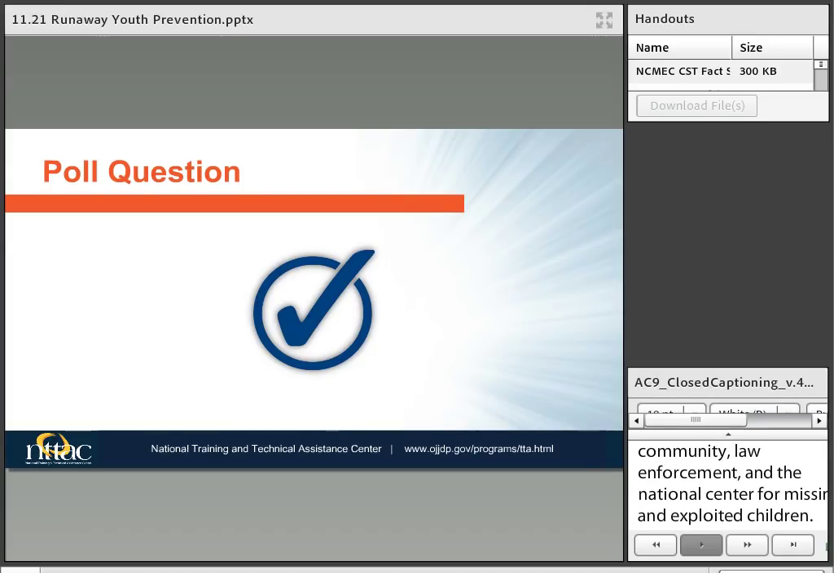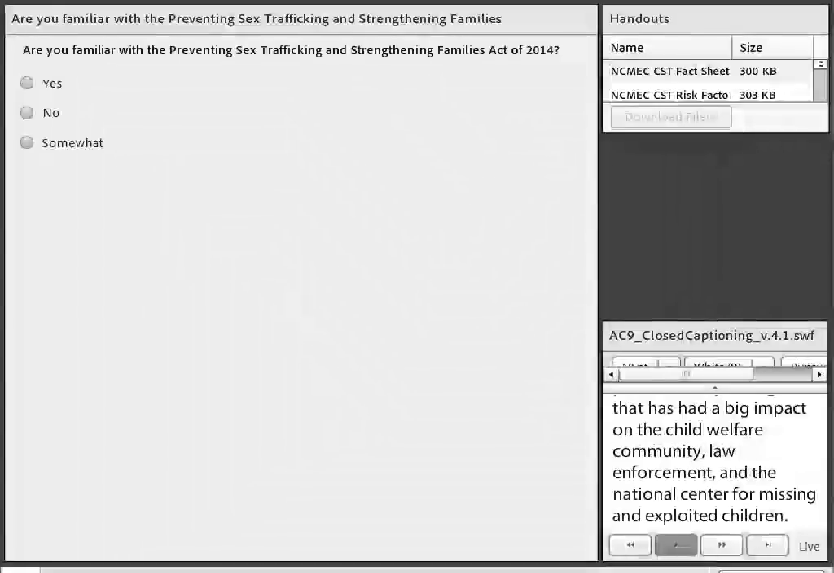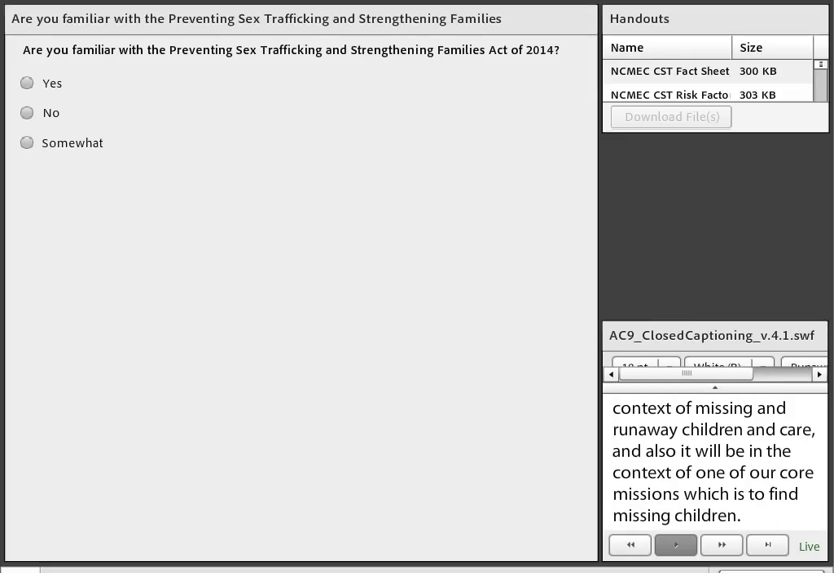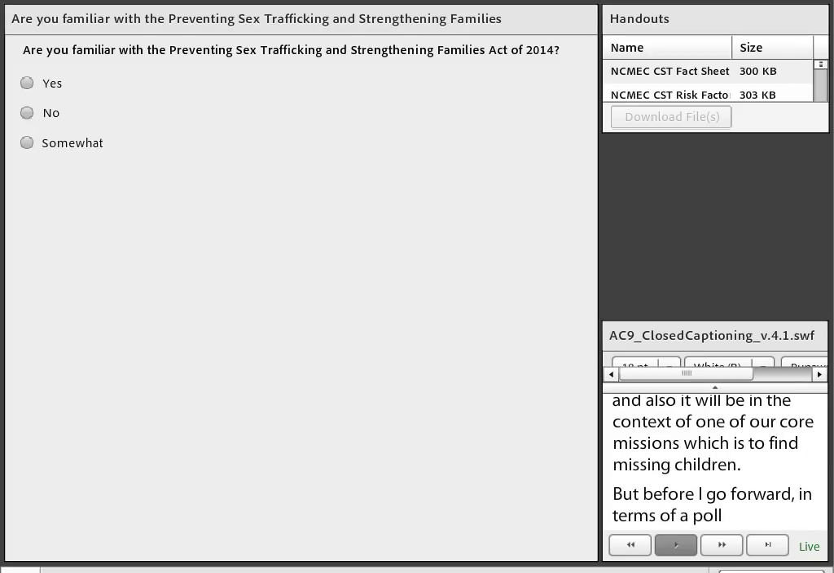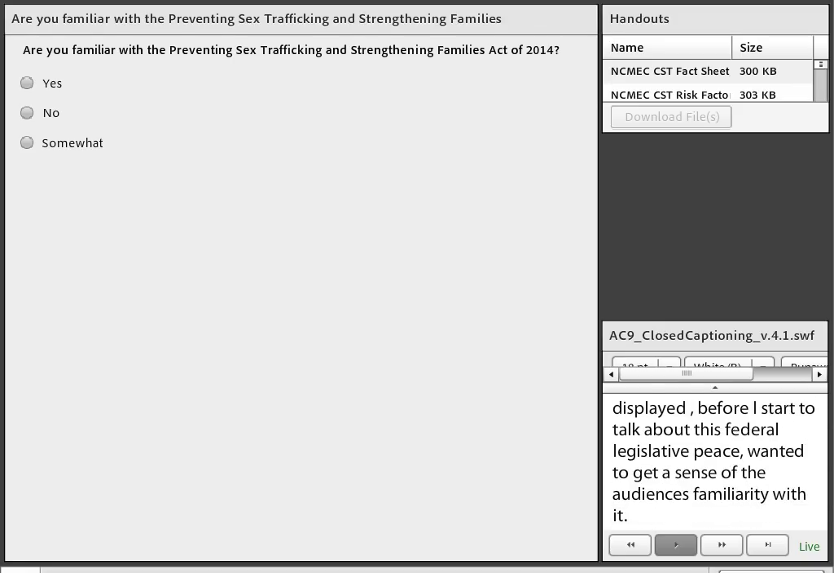But before I go forward, in terms of the poll question that I think is going to get displayed, before I start to talk about this federal legislative piece, I did want to try to get a sense of the audience's familiarity with it. You guys are so fast, it looks like you're already going through, but I wanted to get a sense of how many of the audience members are in fact familiar with the Preventing Sex Trafficking and Strengthening Families Act of 2014, which I am going to touch upon during this webinar.